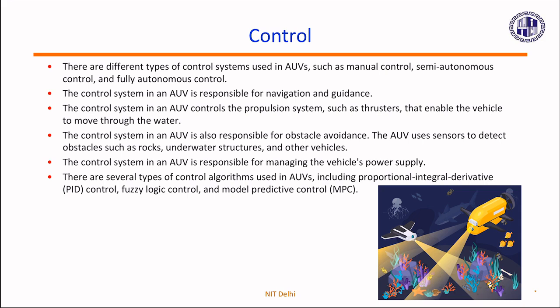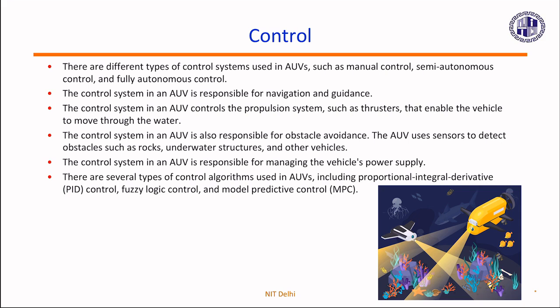It also has power management. The control system in an EUV is responsible for managing the vehicle's power supply. The EUV operates on batteries and the control system monitors the battery level and adjusts the EUV's speed and direction to conserve the power.